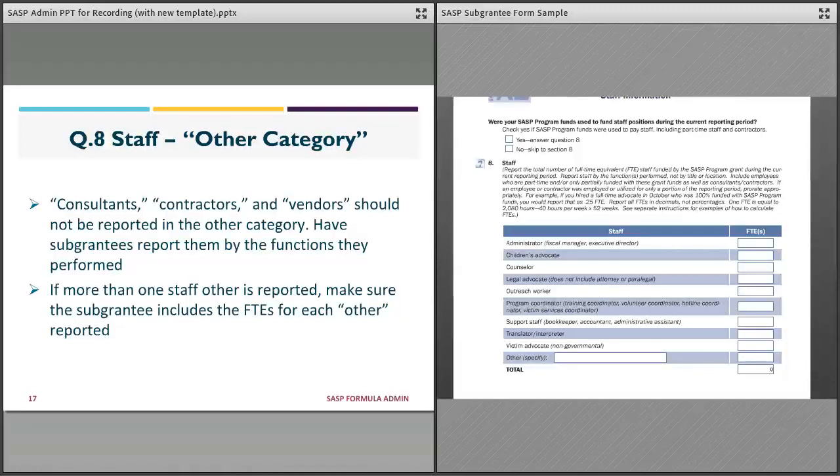If more than one staff is reported in the other category, make sure that there's a distinction about how many FTEs are associated with each different staff. That might be done in a narrative question, but you definitely want to look for that kind of detail when you're reviewing SASP subgrantee reports.